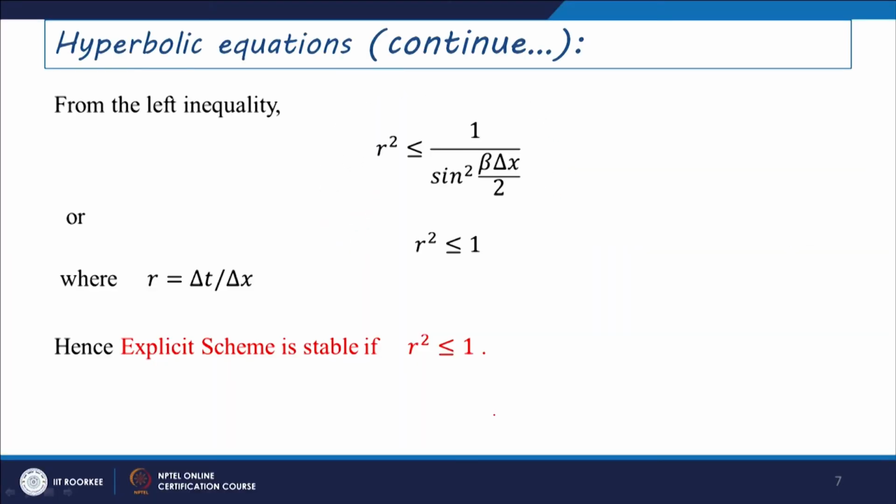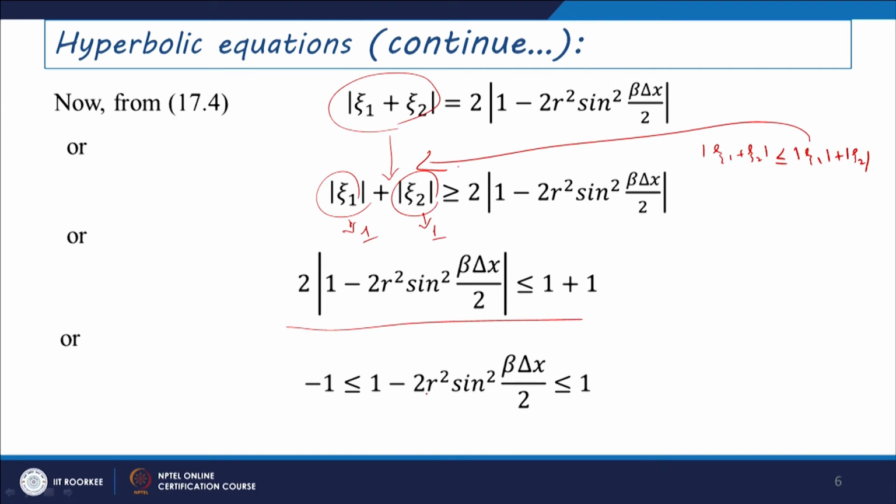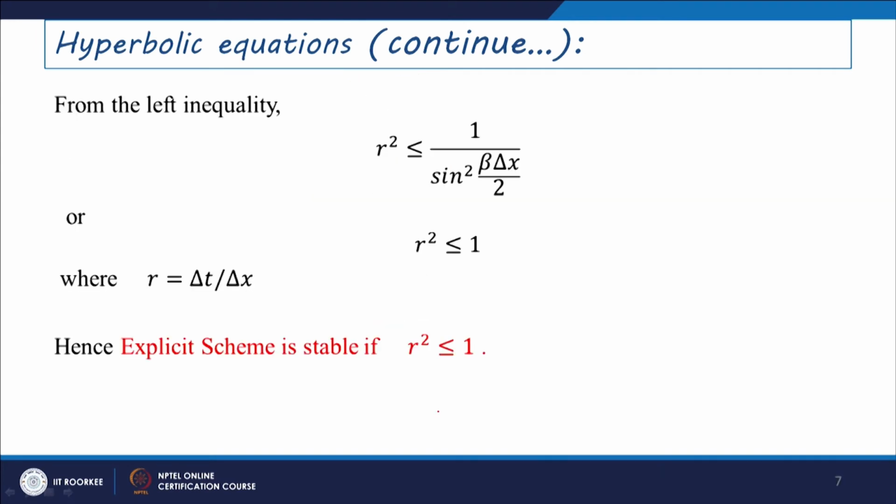From the left inequality we can write r square should be less than or equal to 1 by sin square beta delta x by 2, and this means that r square should be less than or equal to 1, since the maximum value of sin x lies between 0 and 1. That is why we can consider it in absolute form. So in this case r square should always be less than or equal to 1 for the convergence of the explicit scheme.